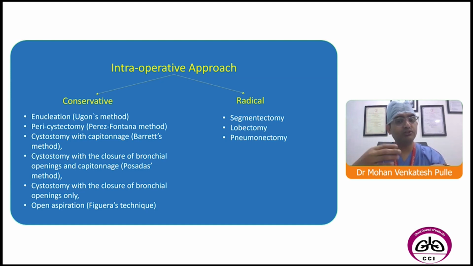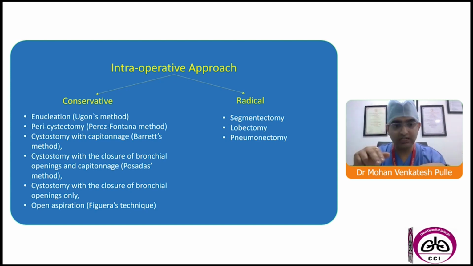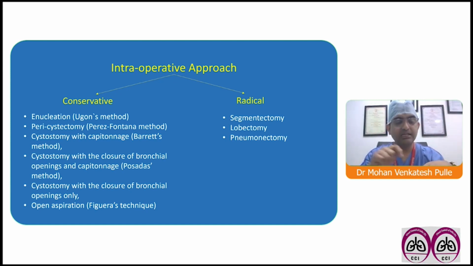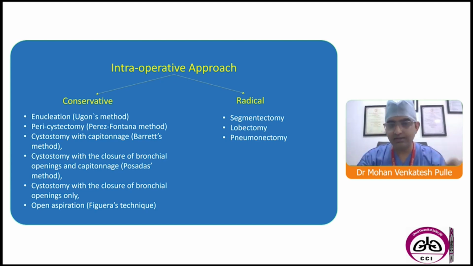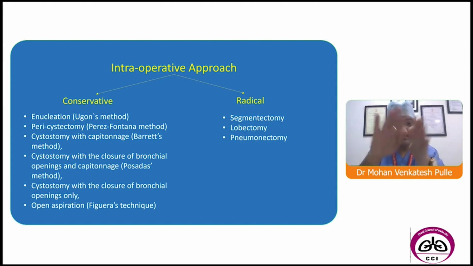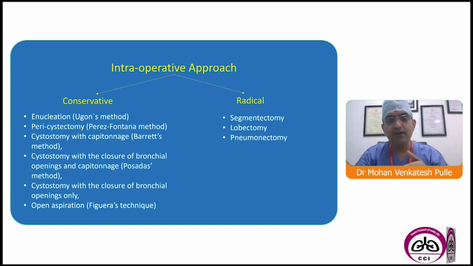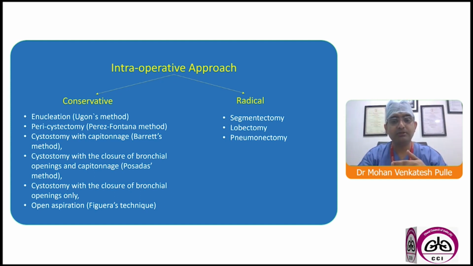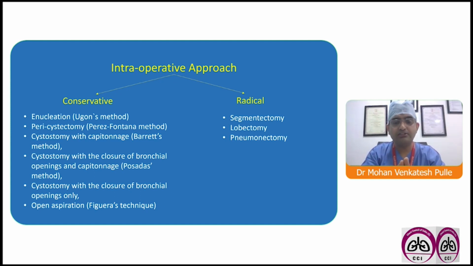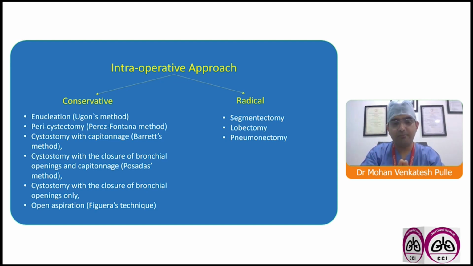And then the third and most favorite of many surgeons is the cystostomy and capitonage. In cystostomy, you open the cyst cavity and empty all the contents, ensuring that there is no spillage into the chest cavity. Then you manage the pericystic space by capitonage, closing the cavity like a book so that there is no residual space. There are several variations of this method. One is Posadas method, where before capitonage, you close the multiple bronchopleural fistulas or bronchial openings, and then you do the capitonage.